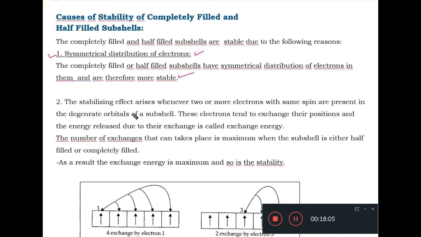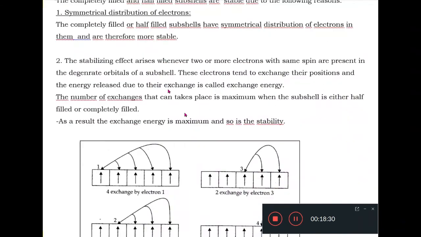Okay, students, symmetrical distribution. See, there is a symmetry. They are symmetrically distributed in all orbitals. Similarly, in the full filled orbitals, they are also symmetrically distributed. So the symmetrical distribution provides them greater stability. Next, the stabilizing effect arises whenever 2 or more electrons with the same spin are present in degenerate orbitals of a subshell.